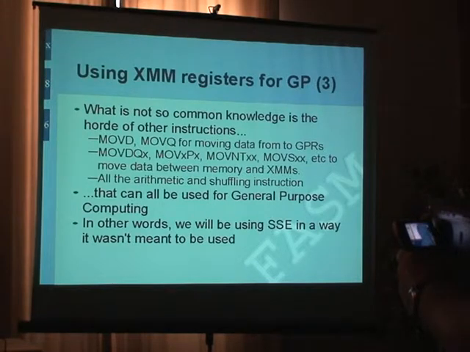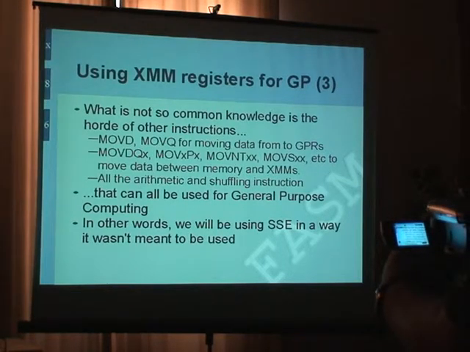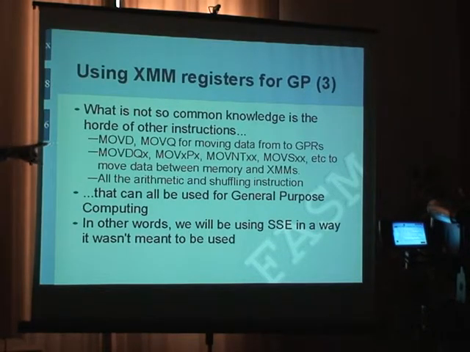The less common knowledge is the huge number of instructions you can use for general purpose work. Starting from the move instructions, you can shuffle your data from general purpose registers to multimedia registers. MOVD and MOVQ are for double word and quad word data, and also you have MOVDQU, which takes memory as one operand, and you can move 16 bytes of memory to an XMM register.